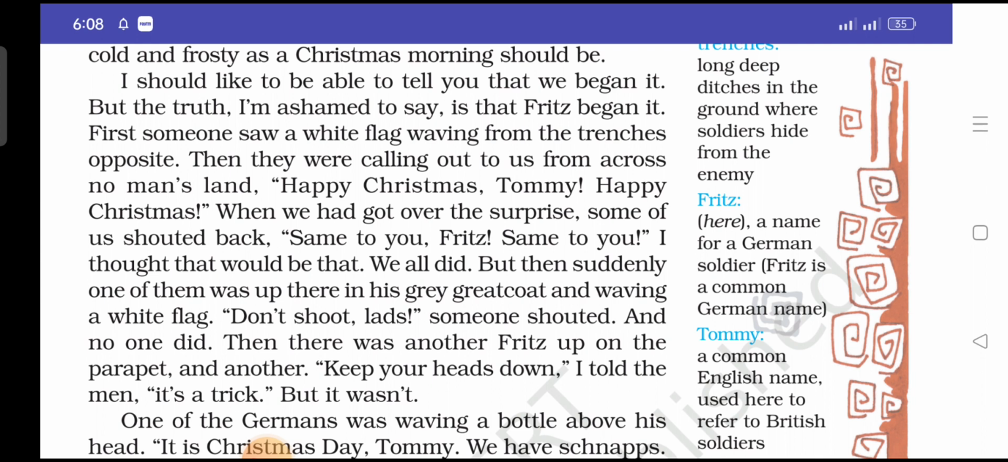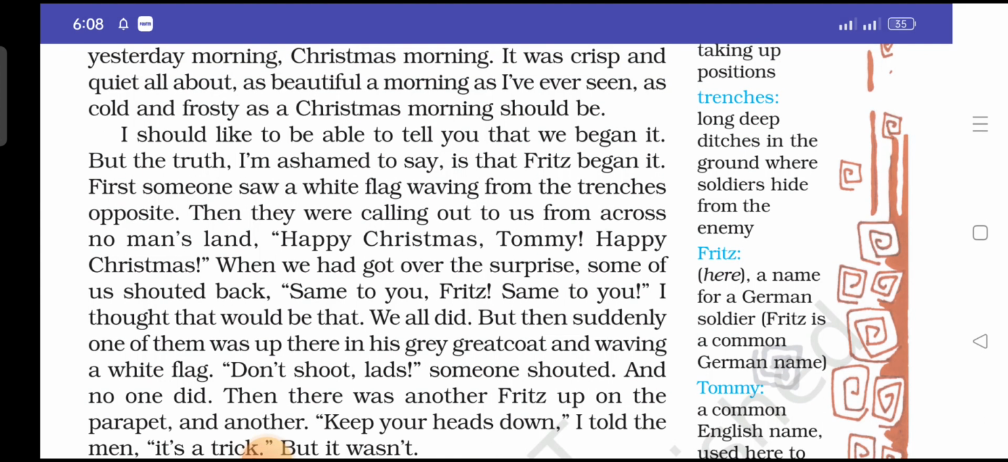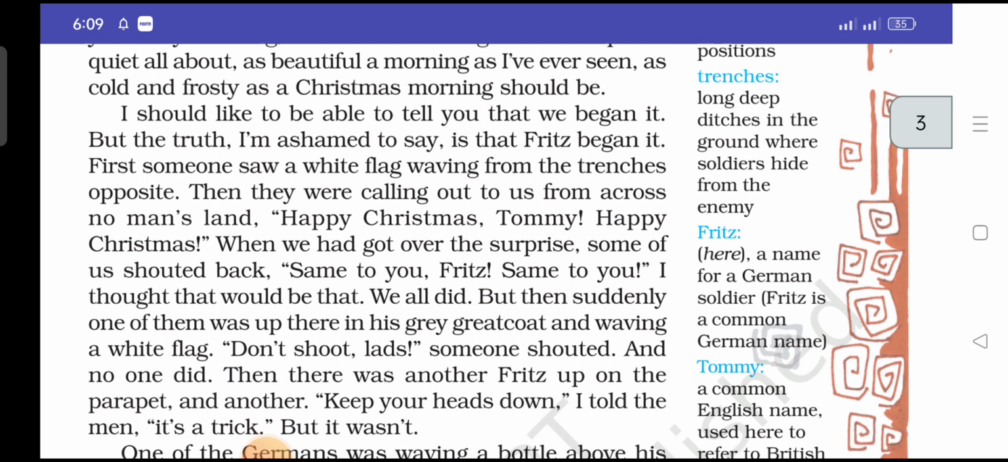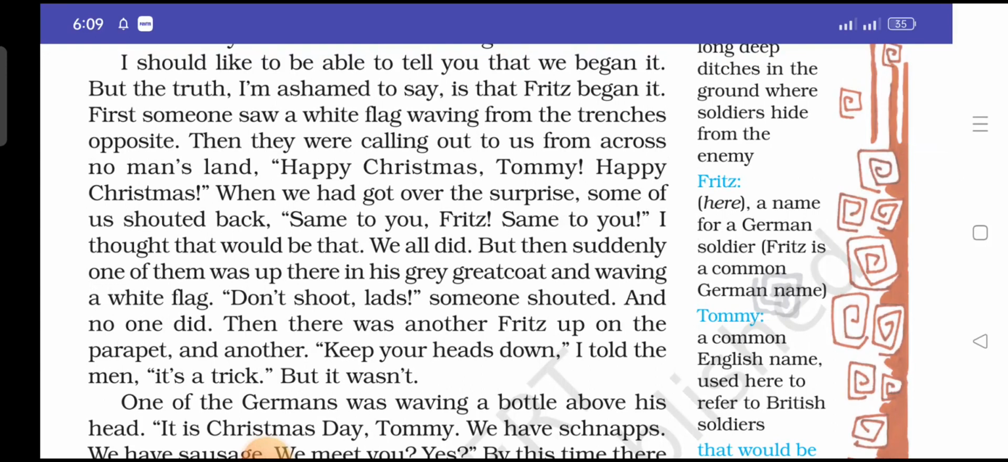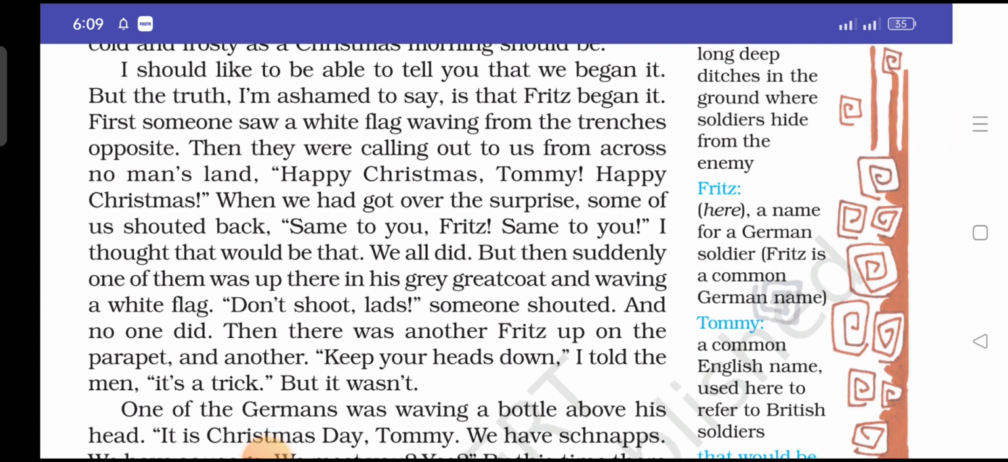Happy Christmas, Tommy. Now they have said this. Okay. Fritz began it. I'm telling you. Happy Christmas. When we had got over the surprise, some of us shouted back, "Same to you, Fritz. Same to you." So they called out Happy Christmas, Tommy, they started first, and then we also said, same to you, Fritz, same to you.